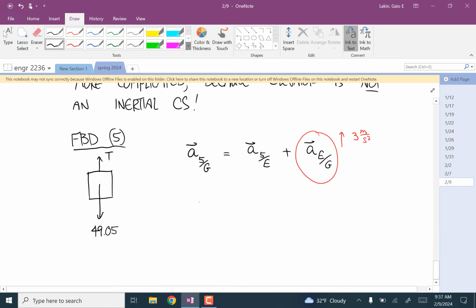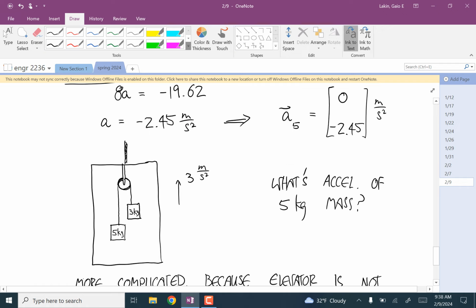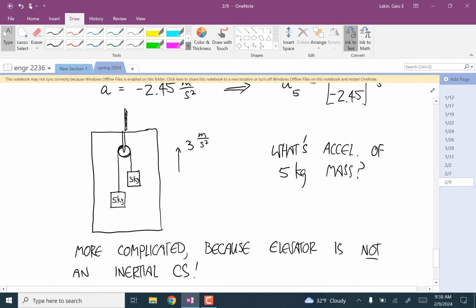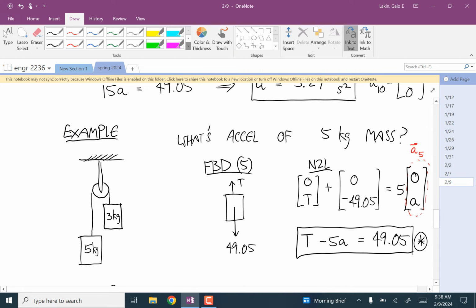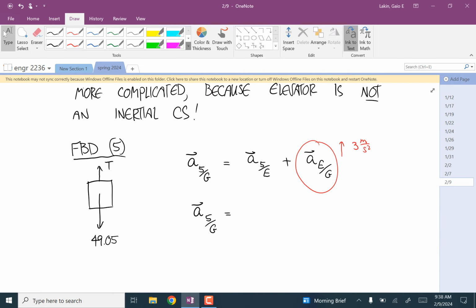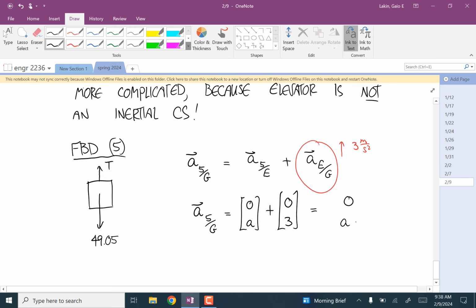So the acceleration of the 5 relative to the ground is equal to, if we're in the elevator, you can think about it like the reference frame is the elevator, the same way that we thought about this one. So I'm just going to write this as 0, A. And then I'm going to add it to 0, 3 because that's the elevator relative to the ground. And so we get 0 for x, A plus 3 for y.